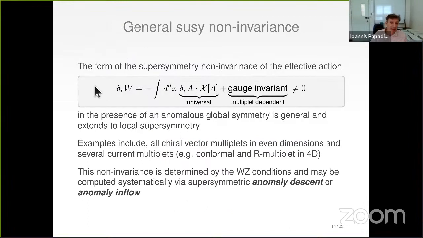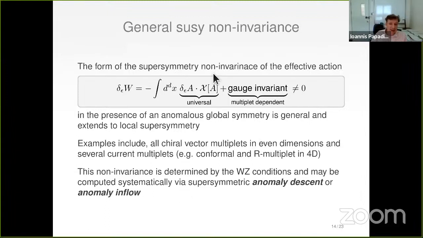So as I said, the punchline is that this expression here for the supersymmetry variation of the effective action is generic, and it actually generalizes to local supersymmetry. So it applies not only to all vector multiplets like in even dimensions, but also to current multiplets. So for example, the conformal current multiplet in 4 dimensions, and also the R multiplet, but not, for example, the Ferrara-Zumino. So the Ferrara-Zumino is an example of the large multiplet.